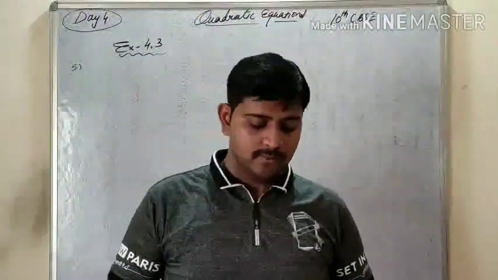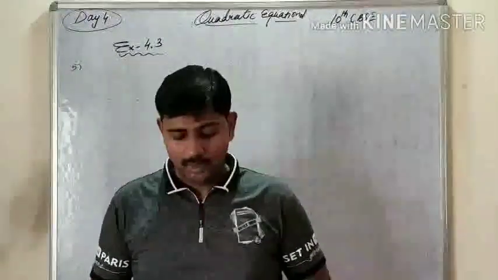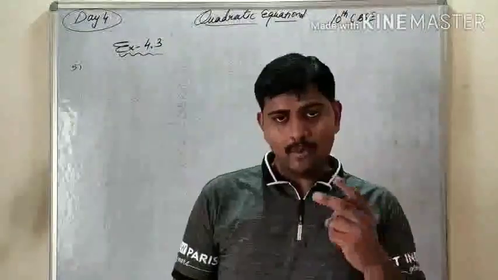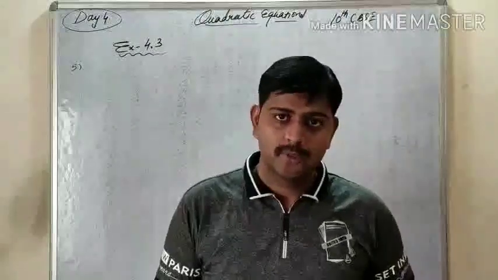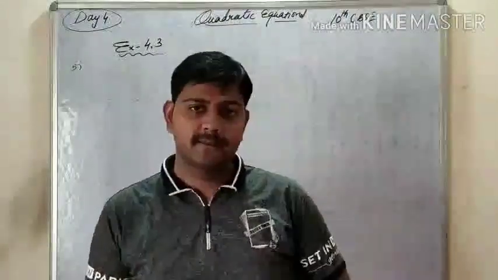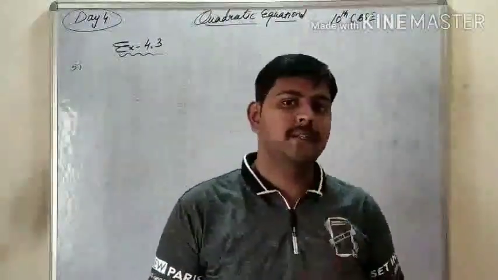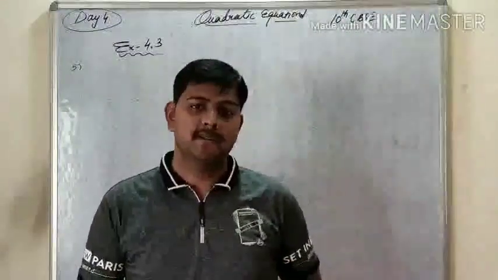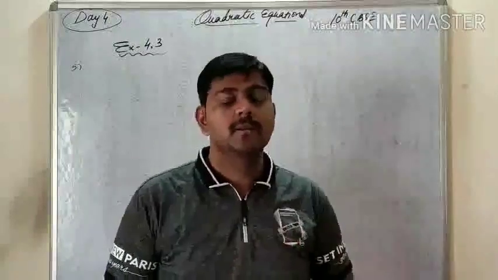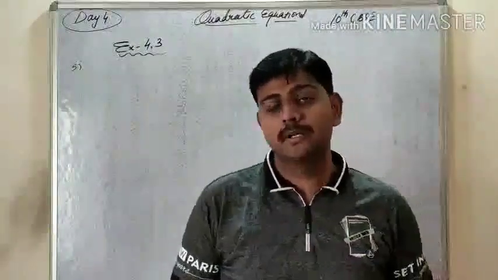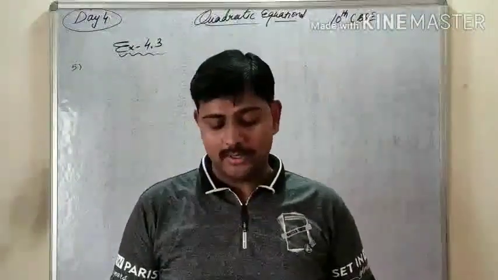Find her marks in the 2 subjects. As we can see, the sum of both the subjects is given. So one of them we will take as x. The remaining will be 30 minus x, because the sum of the 2 is 30 and one of them is x.